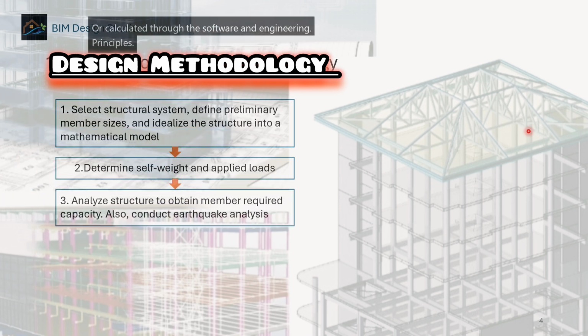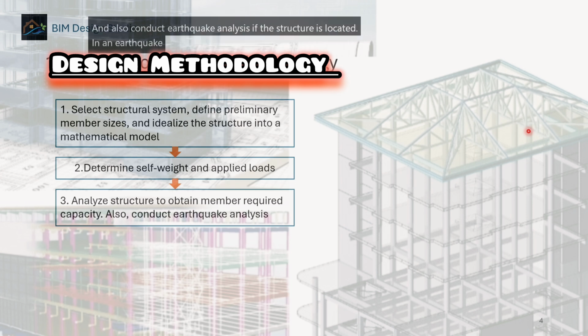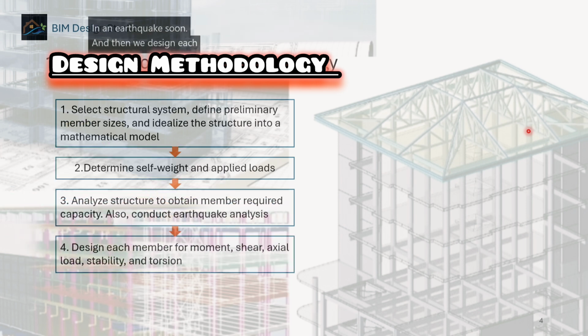We then analyze the structure to obtain the members' required capacity, and also conduct earthquake analysis if the structure is located in an earthquake zone. And then we design each member for moment, shear, axial load, stability, and torsion.